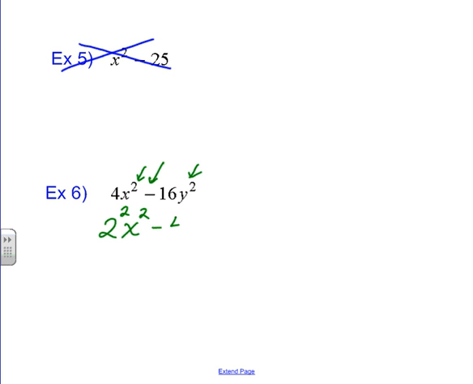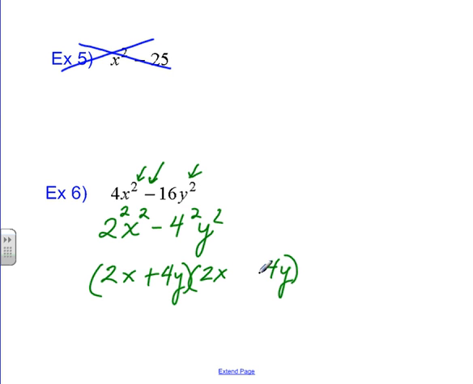And 16 is 4 squared. So when we go to factor this, we just need two binomials. Take one of each part, 2x and 4y, into each binomial as the first term and the second term. And one will put an addition sign, one will put a subtraction sign. It doesn't matter which one you put the addition sign and which one you put the subtraction sign because of the commutative property of multiplication. It just doesn't matter there.